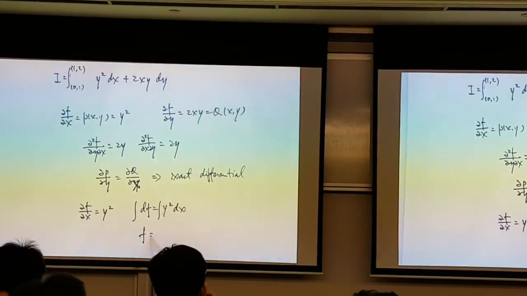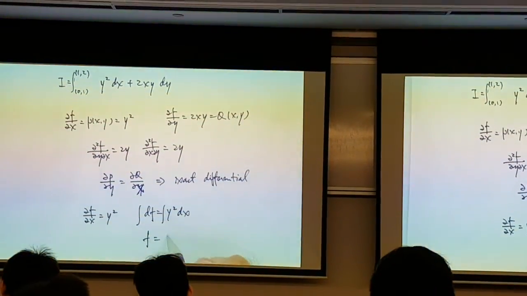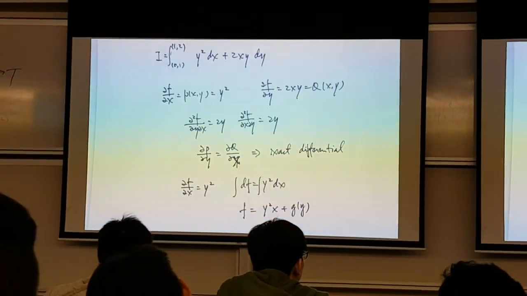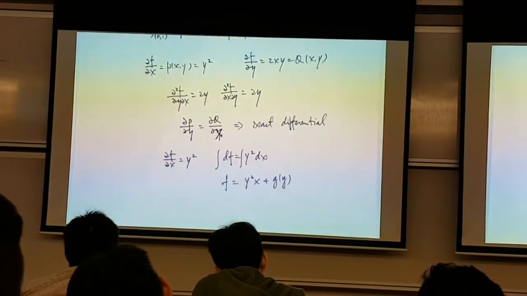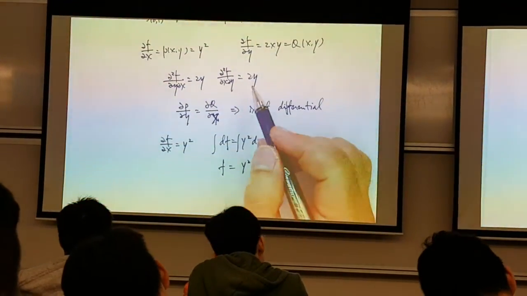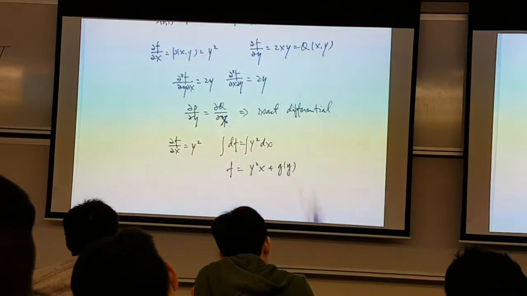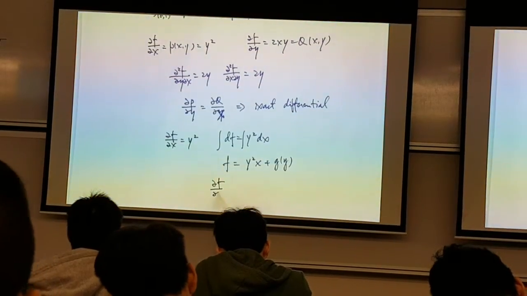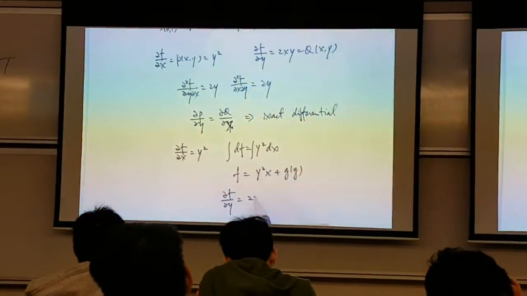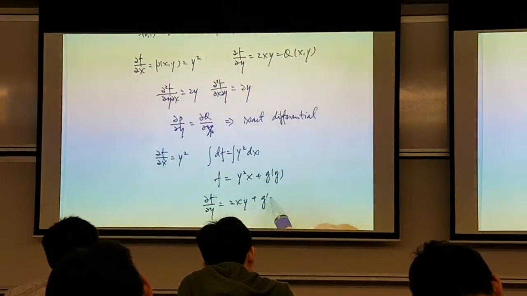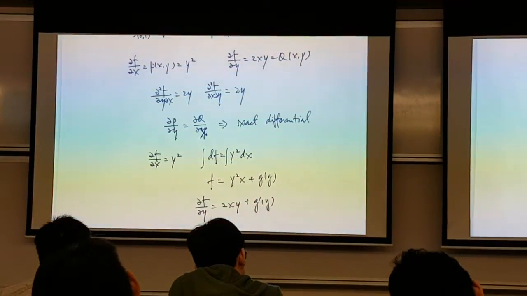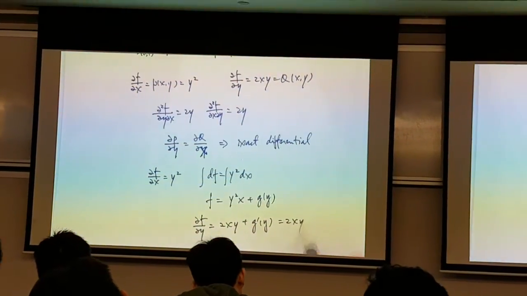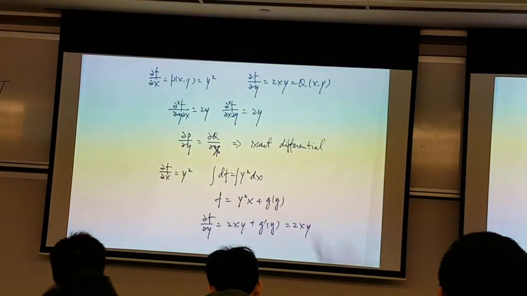So from here, I can actually work it out. What is the parent function? The parent function is going to be y squared x plus g(y). And then we mentioned that your q is actually del f del y. So if I take this function and do del f del y, what do I get? I get 2xy plus g prime y. And your q(x,y), or del f del y, is actually equal to 2xy, from the top here.